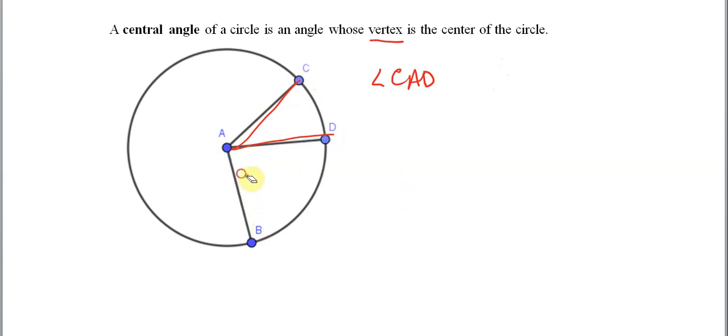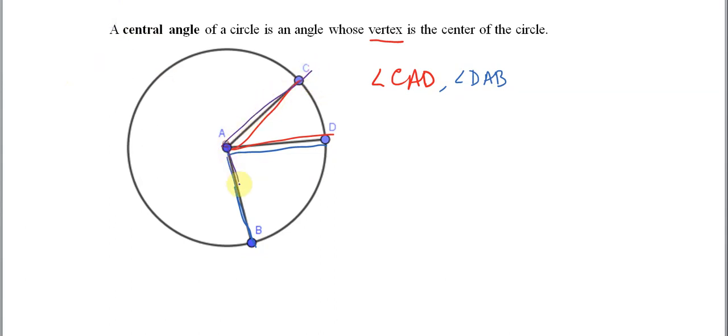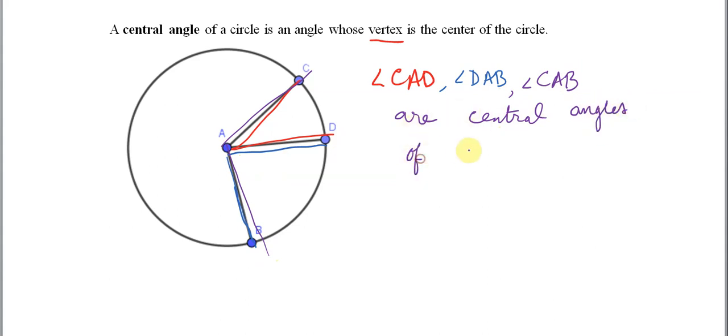We could also say that angle DAB is another central angle. And maybe one more here. We can also say angle CAB is a central angle. So all of those are central angles of this particular circle, and we name this circle according to its center, so these are central angles of circle A.